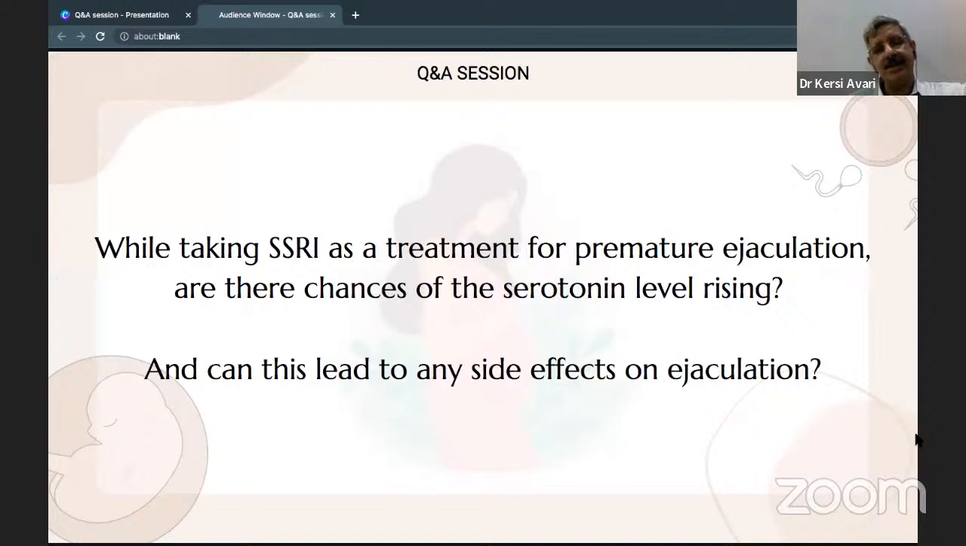I wouldn't be able to answer this because I really don't know the negative effects of this on the serotonin level. Can I go to the next one?